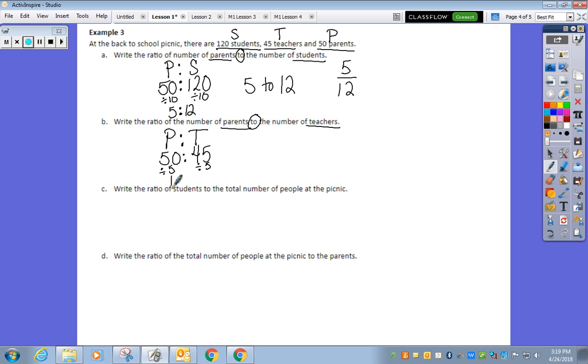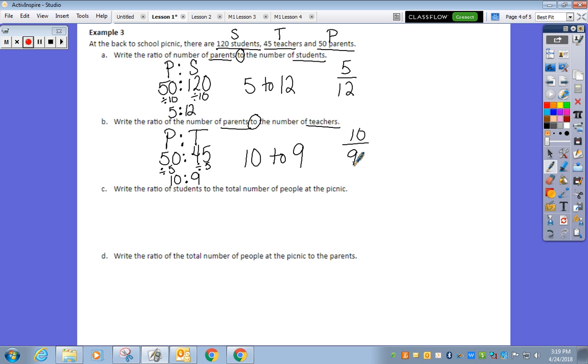50 divided by 5 is 10. And 45 divided by 5 is 9. 10 and 9 do not have a common factor besides 1, so 10 to 9 is a simplest form ratio. I can also write this as 10 to 9 with a fraction.